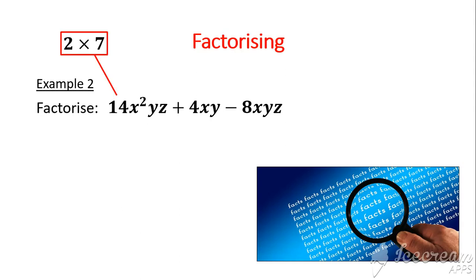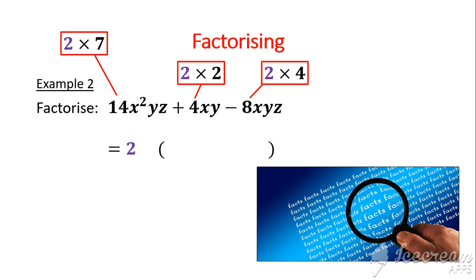Right, let's start off with the 14. It's made up of 2 times 7. The 4 is made up of 2 times 2. And the 8 is made up of 2 times 4. So we can see there's a common factor between the numbers of 2. So we're going to take the 2 out the front of the brackets.